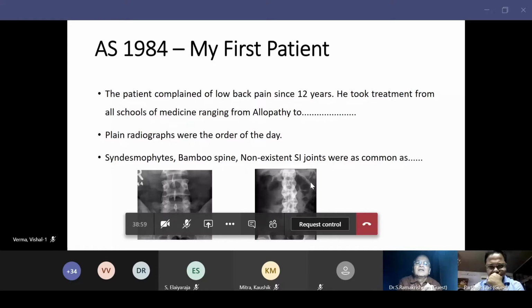This patient complained of low back pain since 12 years.